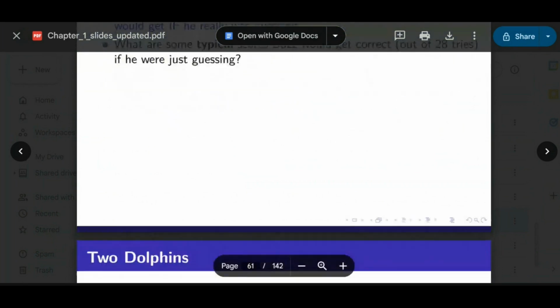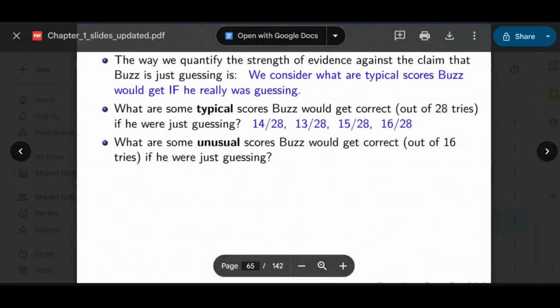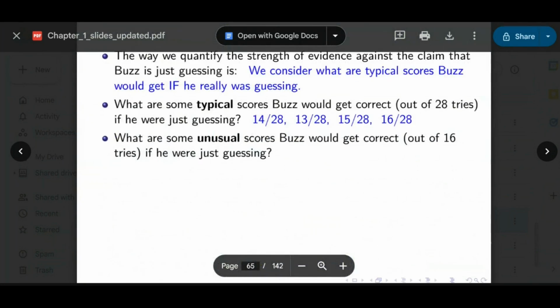15 out of 28? Yes. 14, 16, 13. Okay. Anything close to the middle, close to 50% would be typical. And I think you get the idea. Unusual would be very small or very big.